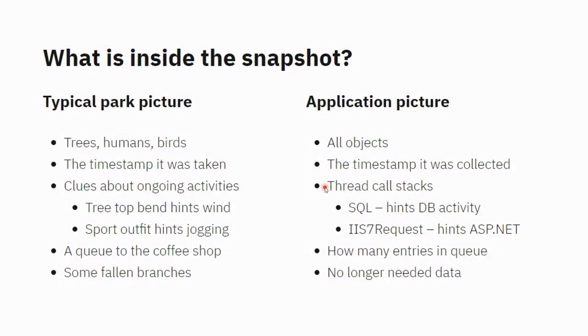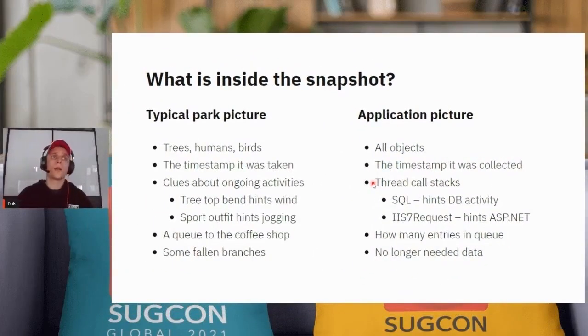So what is it? If we look at a typical park picture, you will see trees, humans. You can count how many birds are in there, or you can get the time when it was taken, what is happening. You can likely guess, but you cannot, for example, find the speed that the car in the back is driving at, right? Exactly the same with an application picture. You can see all object timestamps, whatever each thread does at an exact point in time. However, you don't know for how much time it does that unless it has a special label saying that it does that for an amount of time.